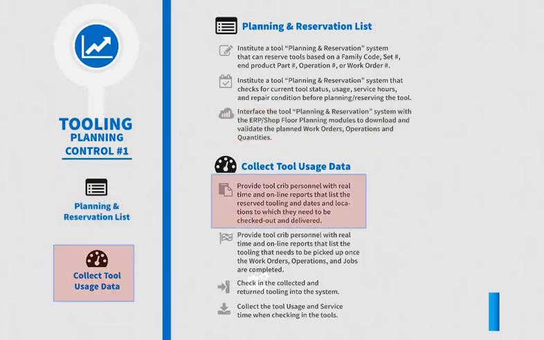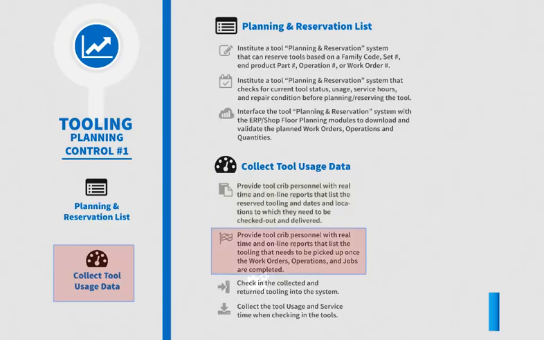To further increase tool control, you'll need to collect tool usage data. Provide tool crib personnel with real-time and online reports that list the reserved tooling and dates and locations to which the tools will be checked out and delivered. This way, the tool crib attendants can actually get an electronic request form for tooling ahead of time and then make sure the tooling is available and take it out to the user ahead of time. This way, you don't have extra personnel in the tool crib looking for missing tools. Proper planned jobs make sure the tools are available, but you can only do this if you have a system that will provide tool crib personnel with real data in real time and online.